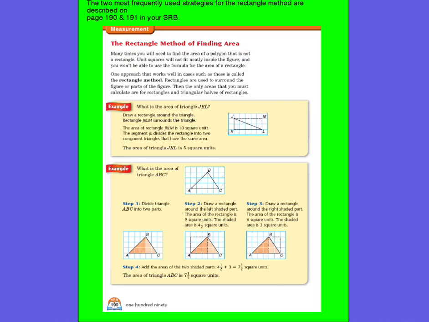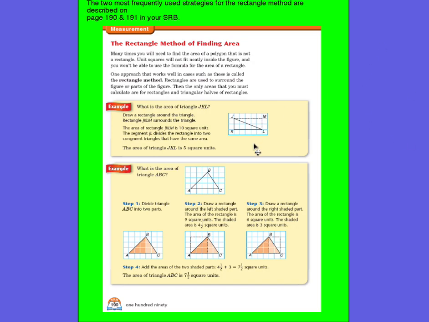All right, in your SRB on page 190, it talks about the rectangle method of finding area. Many times you'll find the area of a polygon that is not a rectangle. Unit squares will not fit neatly inside the figure, and you won't be able to use the formula for the area of a rectangle. One approach that we can use is the rectangle method. Rectangles are used to surround the figure or the parts. Then you only calculate the areas of the rectangles and the triangle halves of rectangles.